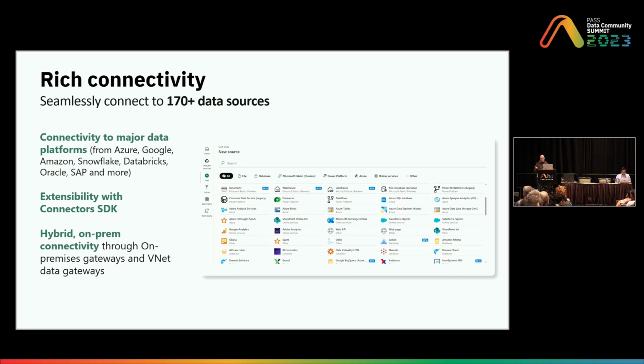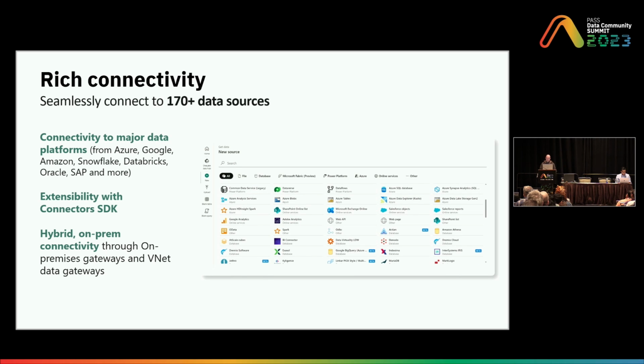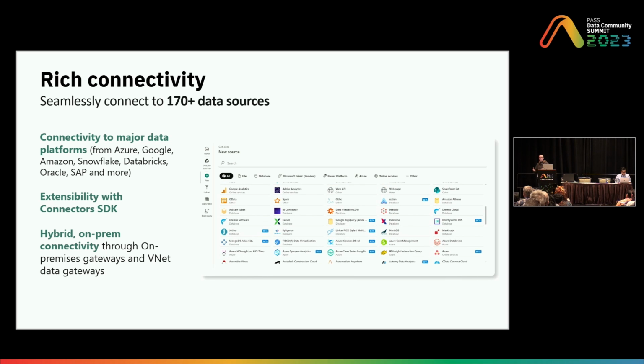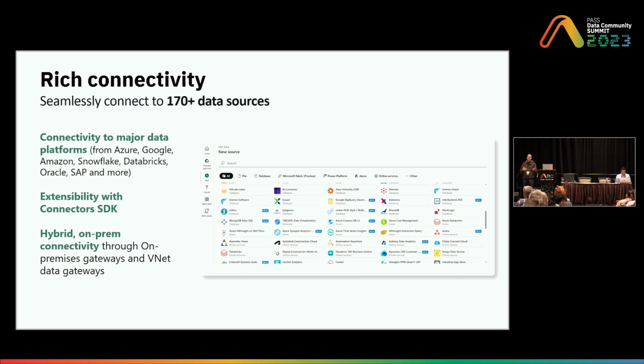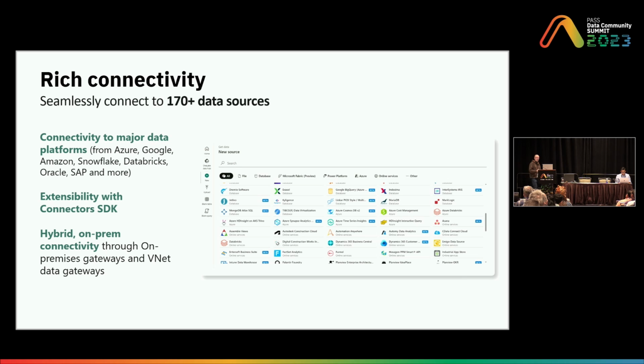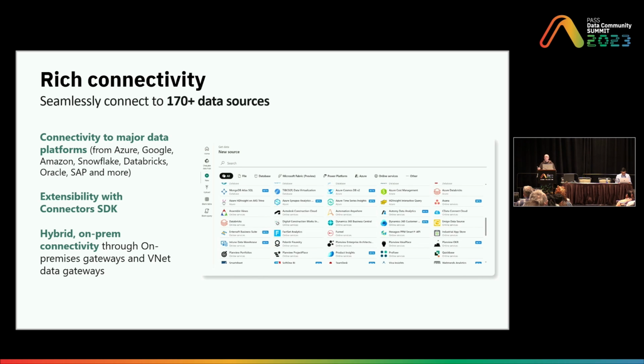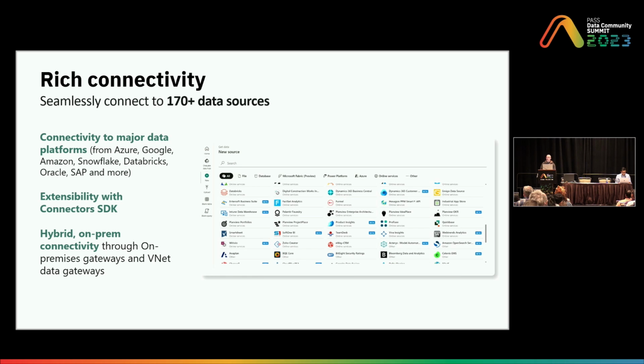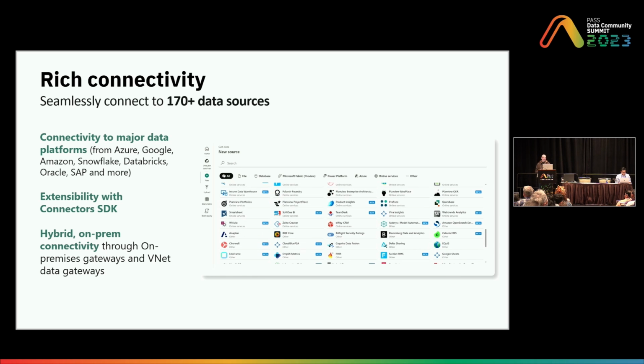And guess what? You probably didn't notice because they're so deeply integrated in the product that we just make it super easy to use and consume. The last point here is that we support both cloud and on-prem connectivity. The on-prem connectivity goes through the on-premises data gateways, which you probably have used already through Power BI and the Power Platform. We're extending that to the rest of Fabric.